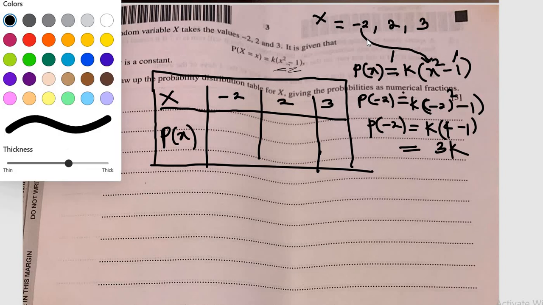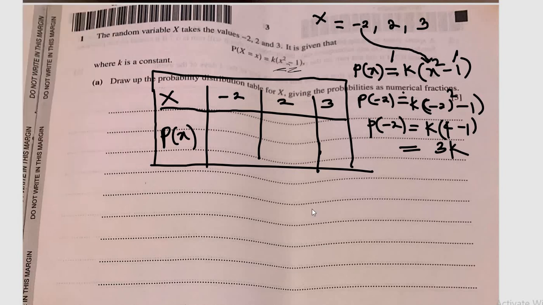And the next one, when x is 2, that will be k, 2 squared minus 1. It also gives us 3k. The last one, when x is 3, that will be k, 3 squared minus 1. It gives us 8k. Now, all the probabilities of minus 2, 2, and 3 are in terms of k.